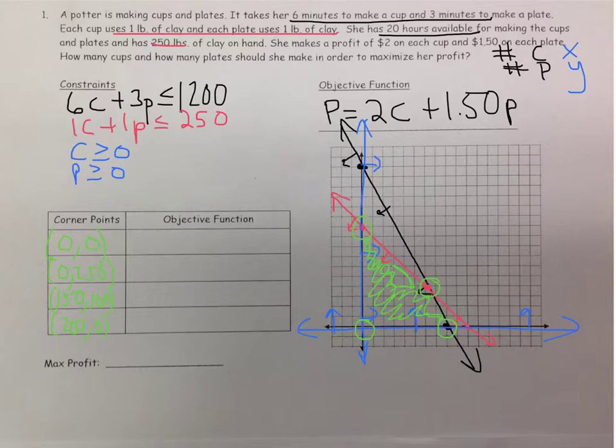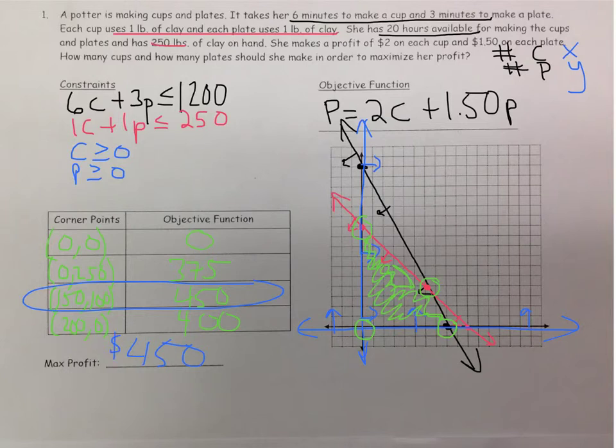Let's plug them into our objective function. So when I do that, remember we've got to plug in 0, 0 for C and P. Well, if I don't do anything, I'm not going to get any money. When I plug in 0, 250, I end up with 375. When I plug in 150, 100, I'm left with 450. And when I plug in 200, 0, I'm left with 400. So that mixed one right here, 150 cups and 100 plates, is going to allow me to maximize my profits.